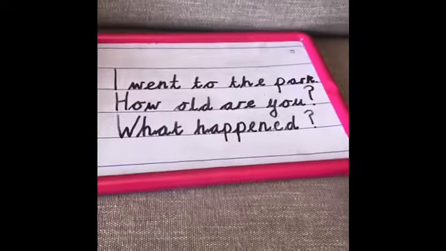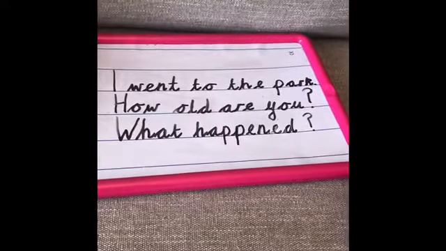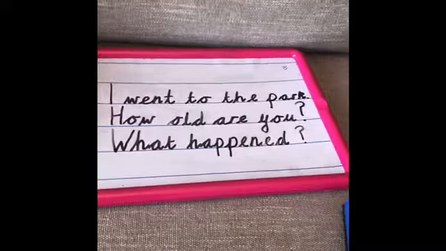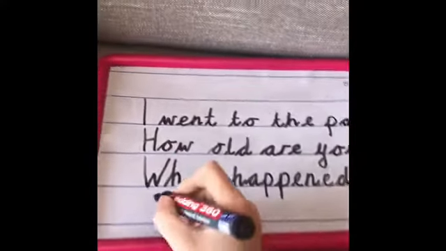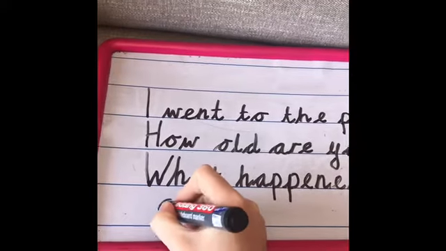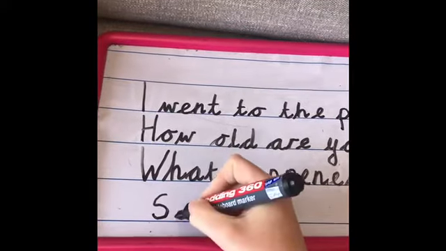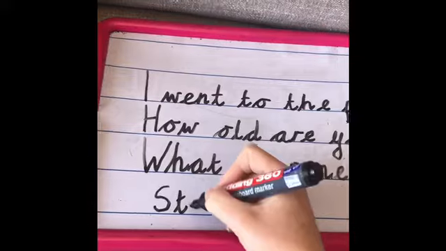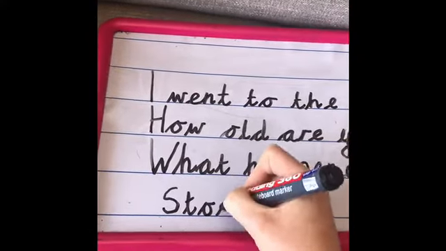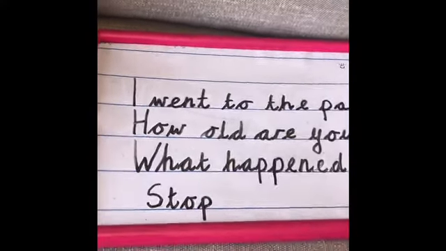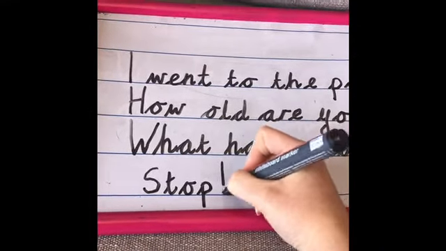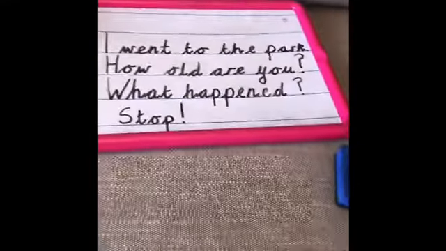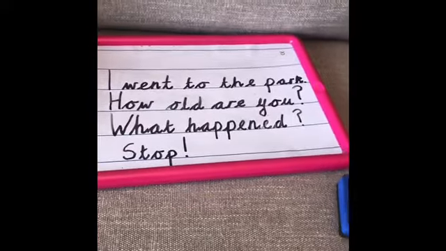Can you think of any other questions or sentences that would need full stops, question marks, or an exclamation mark? Another one could be stop. So we've got stop. Now, if somebody was shouting that, we would need an exclamation mark. And to do an exclamation mark, you go down and then you put your full stop at the bottom. Stop! Remember, you're trying to shout it at somebody.